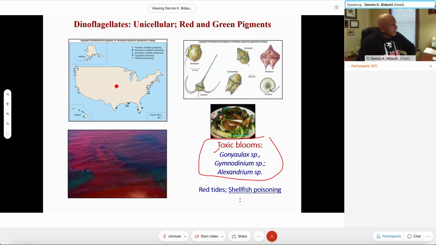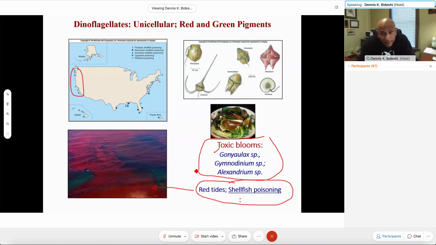So if you take a look at the United States in particular, if you look at the coastal areas, every little spot that you see back here, these are the different types of episodes that we see that involve these creatures, tiny single cellular organisms, Goniolax, Gymnodinium, Alexandrium. So red tides, what are red tides and toxic blooms? Here's an example. This one actually turned out to be a toxic bloom. So first of all, let me step back.